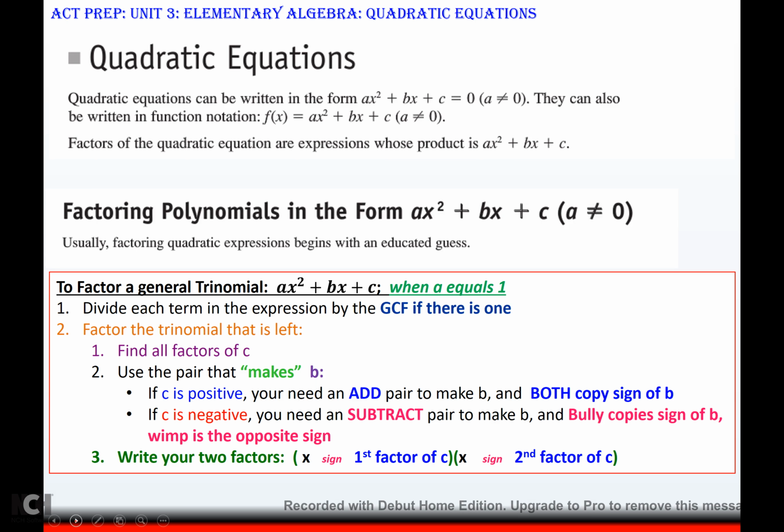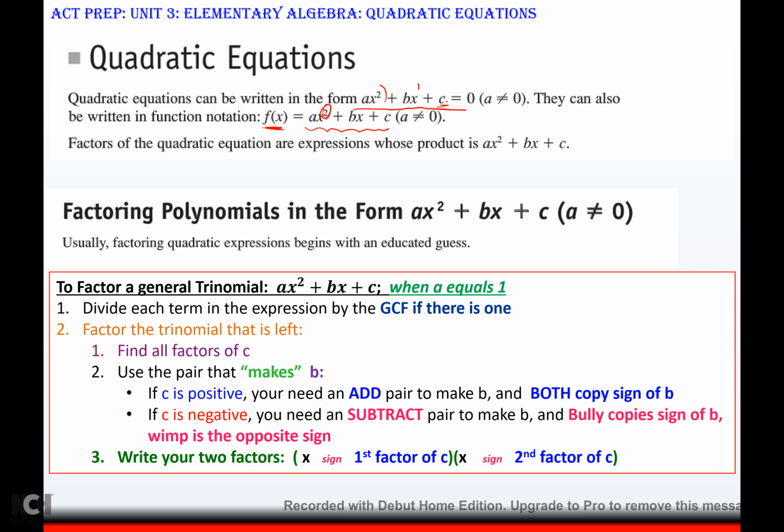All right, so a quadratic equation can be written in the form ax squared plus bx plus c. They can also be written in function notation, so instead of saying equals 0, they use f of x equals ax squared plus bx plus c. But the quadratic is easy to recognize because it's a second degree equation. You can't have any degree higher than 2. And for it to be in proper form, you go second degree term, then your first degree term, and then your constant. Okay, these are also called general trinomials.